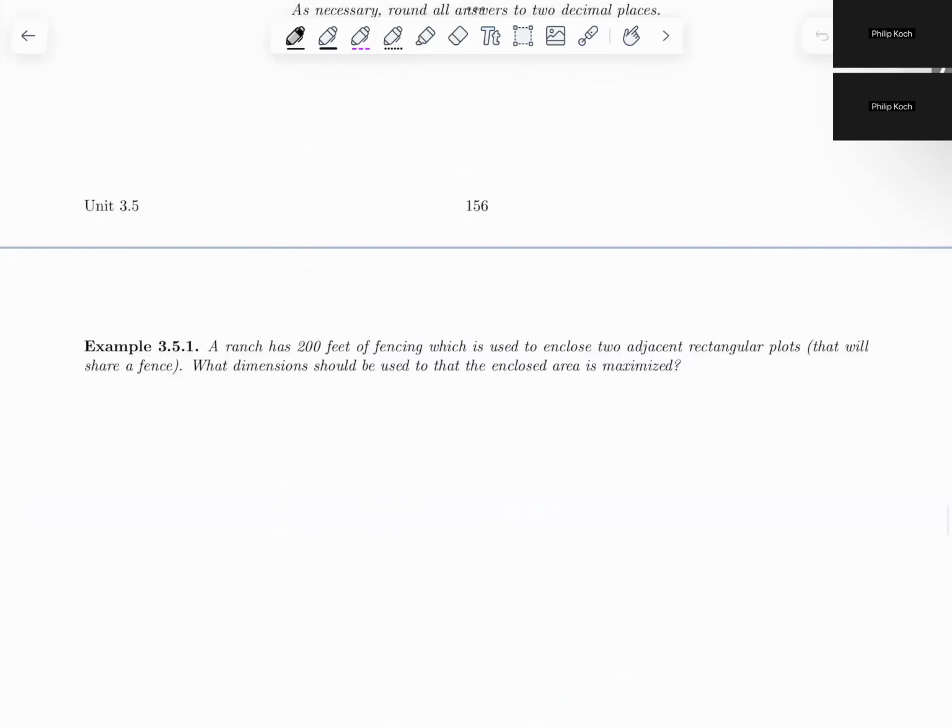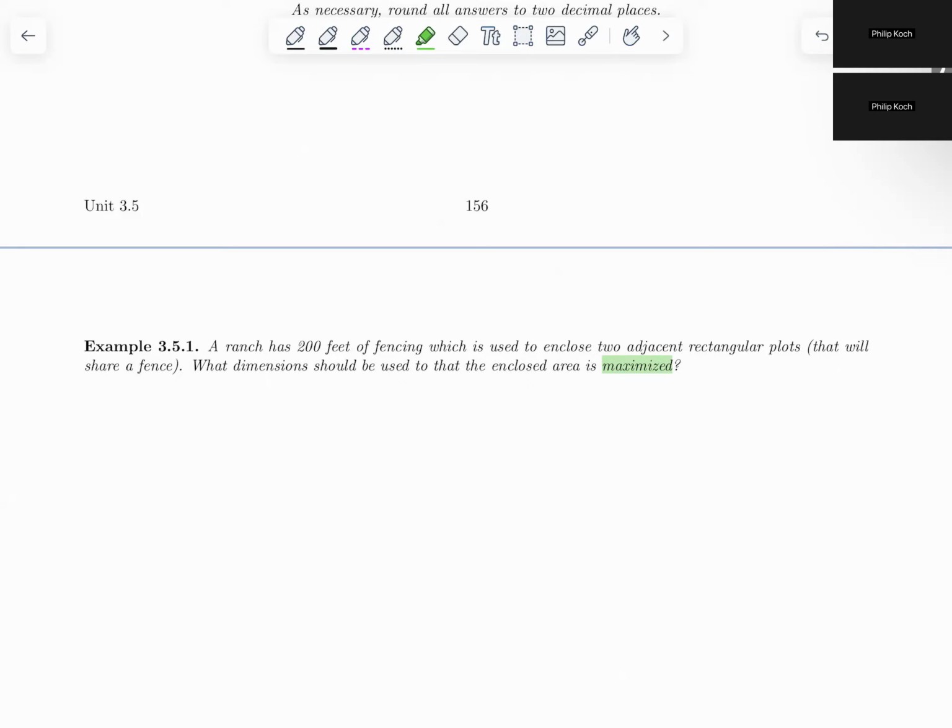A ranch has 200 feet of fencing. That's it, 200 feet. It's a ranch for squirrels, apparently. Has 200 feet of fencing, which is being used to enclose 2 adjacent rectangular plots that share a fence. What dimensions should be used to ensure that the enclosed area is maximized? So imagine we're not in the 3.5 notes and this was a question on the exam. You see this word maximize, and that tells you everything you need to know. This is an optimization problem.